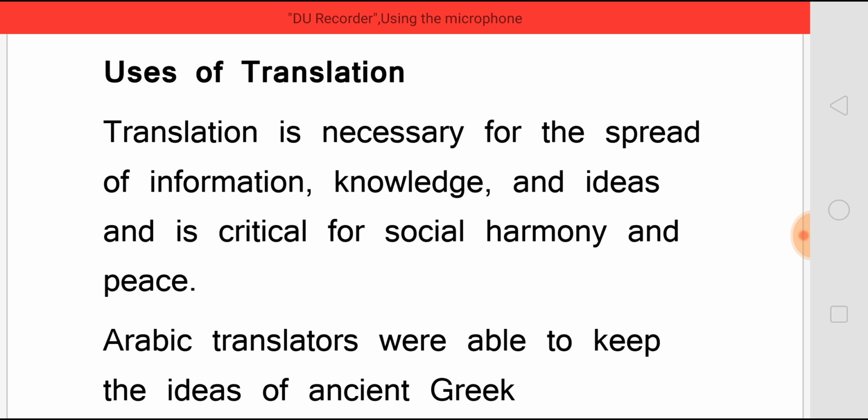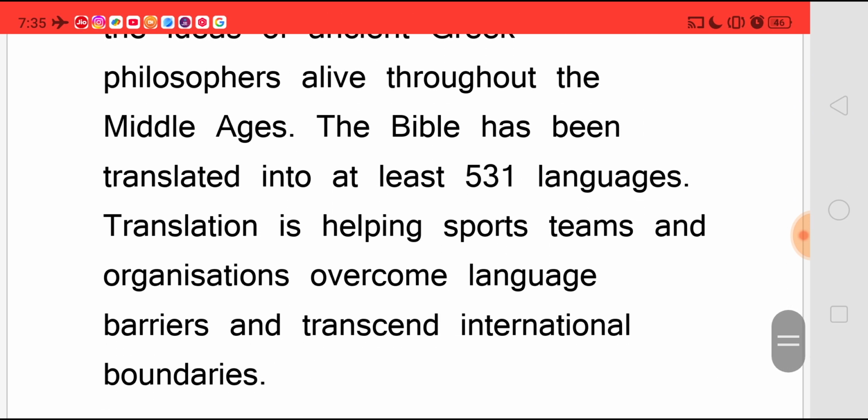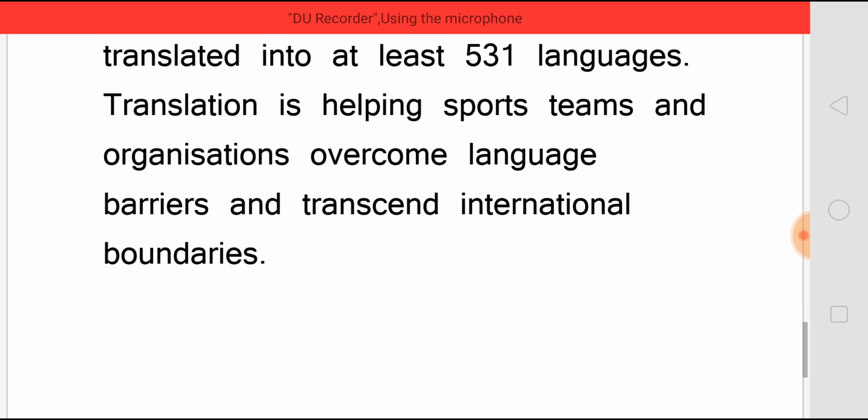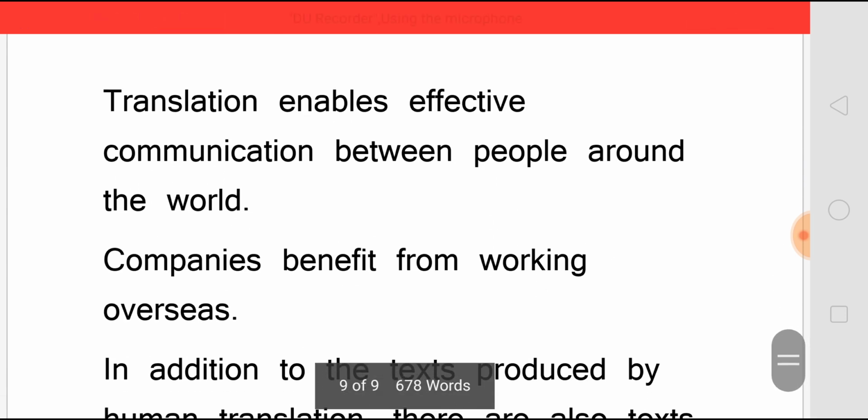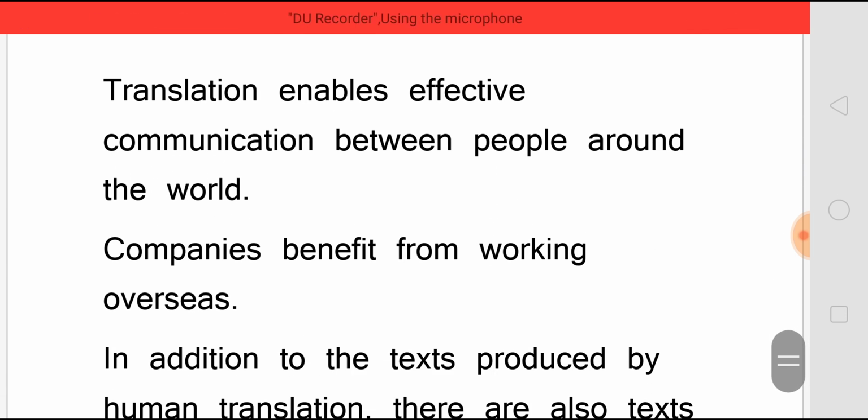knowledge, and ideas, and is critical for social harmony and peace. Arabic translators were able to keep the ideas of ancient Greek philosophers alive throughout the Middle Ages. The Bible has been translated into at least 531 languages. Translation is helping sports teams and organizations overcome language barriers and transcend international boundaries. Translation enables effective communication between people around the world. Companies benefit from working overseas.